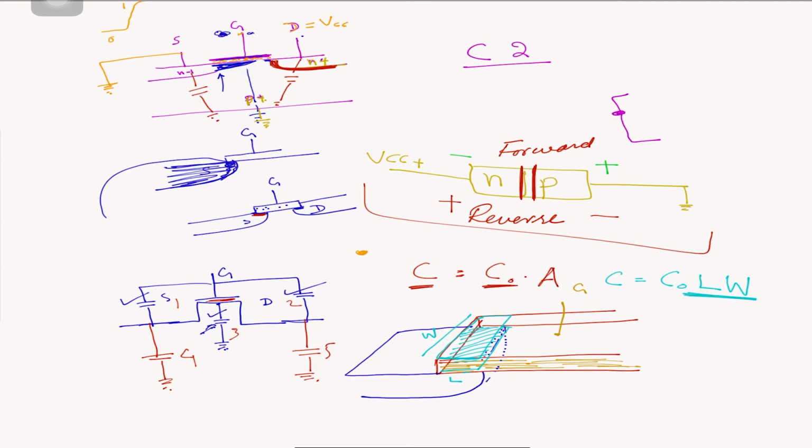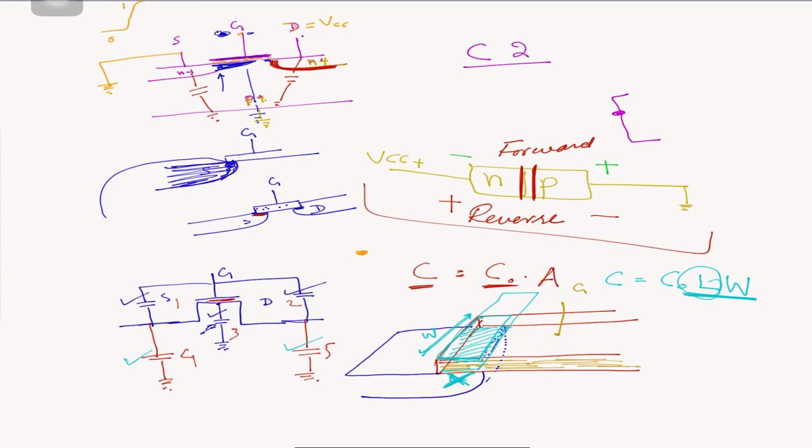And what is length? I should not call it length; let's call it x. And this w is really the width of the transistor. So the bigger the width is, the more area this will be, which means there will be more capacitance. Okay, you got that? Similarly, if there is more overlap area, there will be more capacitance. So you understand now how the width can contribute to more capacitance.